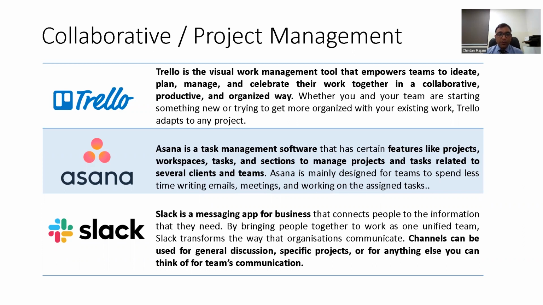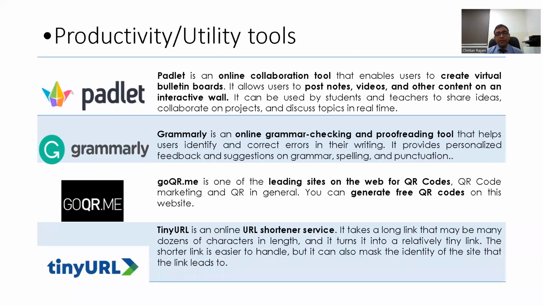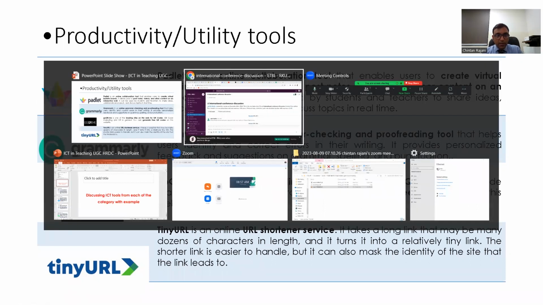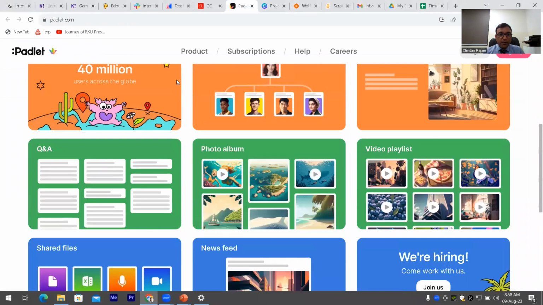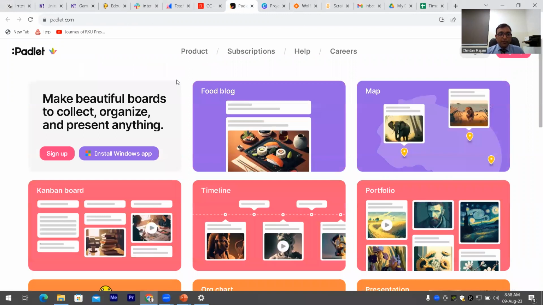Next ICT tools which I want to showcase are some of the productivity and utility tools like Padlet. Padlet is an online collaboration tool that enables users to create visual bulletin boards. It allows users to post notes, videos, and other content on an interactive wall. I'm just going to show you quickly how this Padlet looks. So this is again the home page of Padlet.